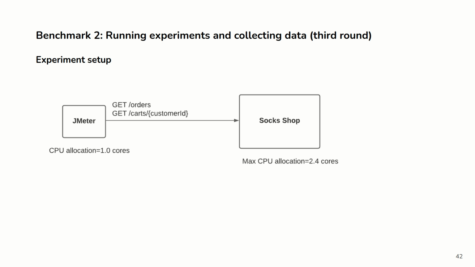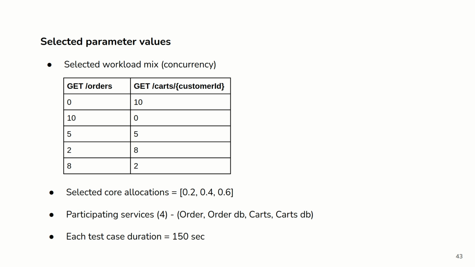Here, for simplicity, we have selected two APIs, the order API and the cards API, and we did the test. This is our workload mix for each API. These are the concurrencies, and we have selected core allocations of 0.2, 0.4, and 0.6, and these are the four participating services, and we did the test.